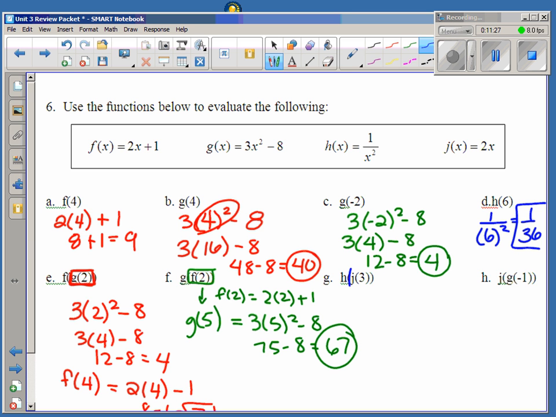H of j of 3 means I'm starting with j of 3 first. J of 3 is simple, it's 6. 2 times 3 is 6. So now I'm really finding h of 6, which we already found in part D, gives me 1 over 36.